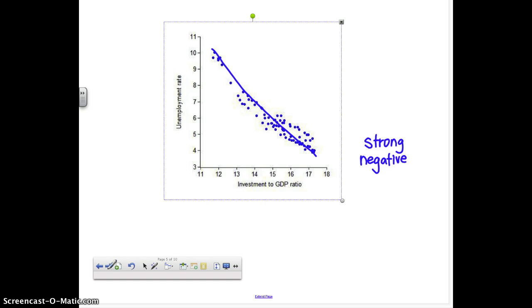Okay, talking about employment rate versus how much people invest. When the employment rate is low, people are more likely to invest. As one goes down, the other goes up. That's that idea of negative. As one goes up, the other goes down. When unemployment rate is high, people aren't working, they don't have extra income, so they don't invest as much. So this one's strong negative.